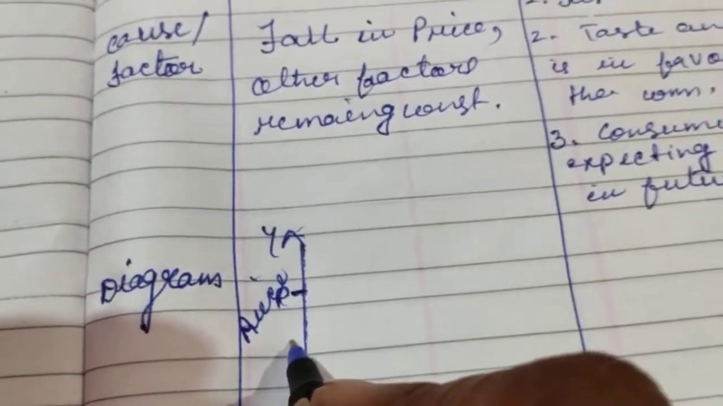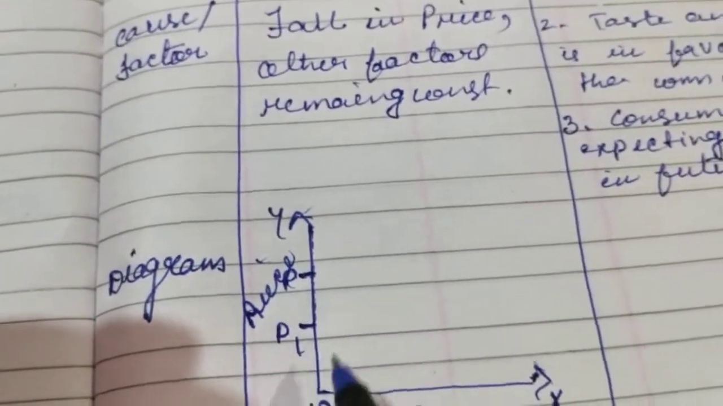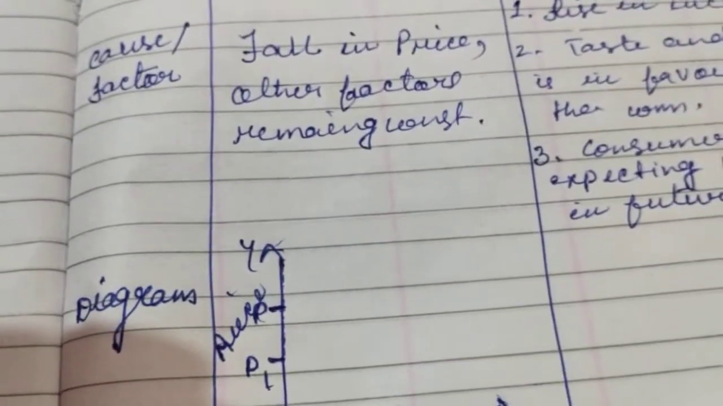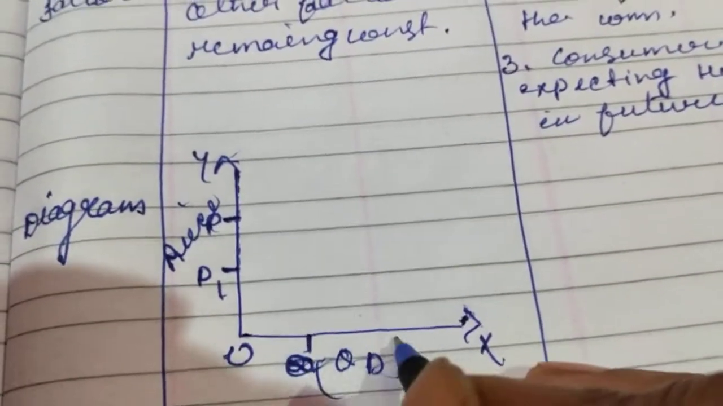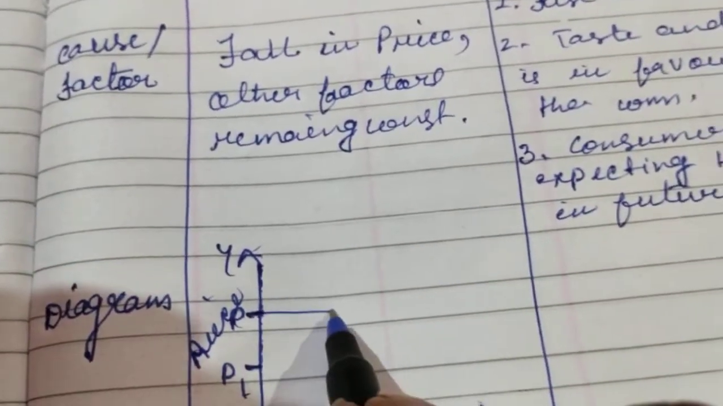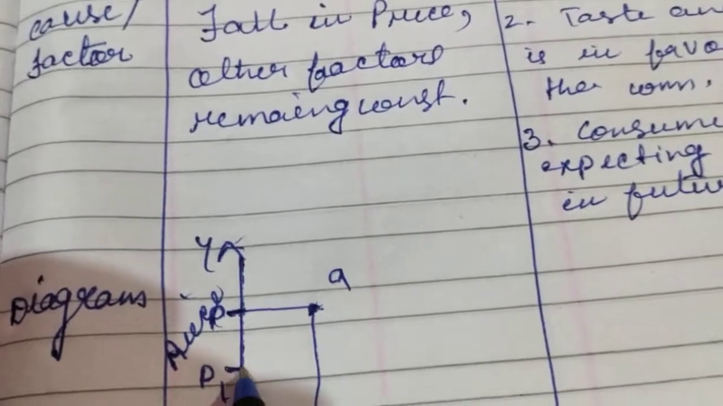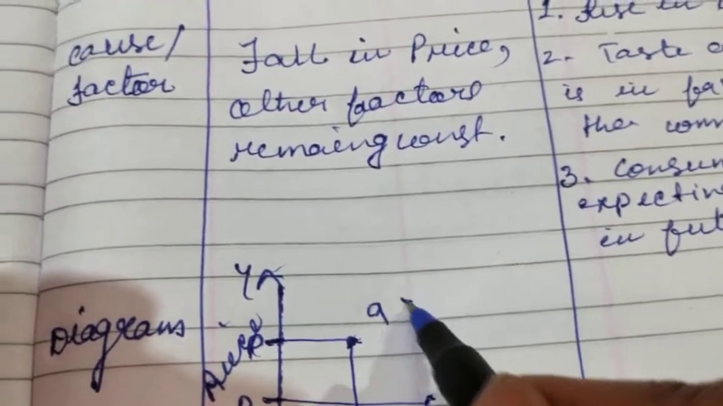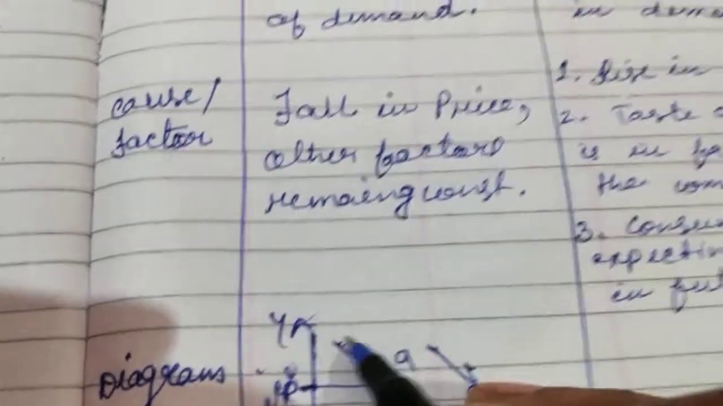Price is falling from P to P1. Is it clear? Now when price will fall from P to P1, quantity will rise. So quantity demanded is rising from Q to Q1. Now we are going to join P to Q. I have joined P to Q, so we got the point A. Then I am joining P1 to Q1, so I got the point B. Now see, it is moving from A to B, and when we join this, we'll get the demand curve DD.